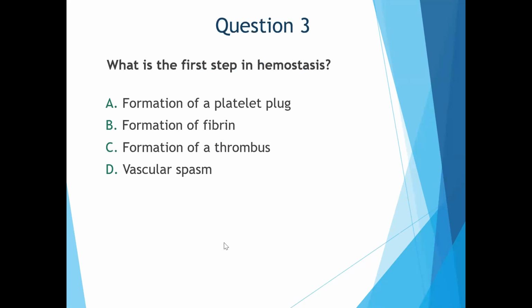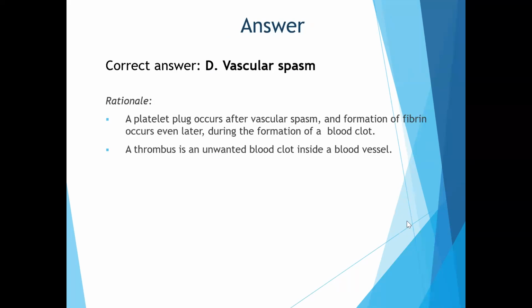Okay, third review question here. What is the first step in hemostasis? So this is the first step in stopping the bleed. A, formation of a platelet plug. B, formation of fibrin. C, formation of a thrombus. Or D, vascular spasm. And the answer is D, vascular spasm. So that's our very first step. We then get our platelet plug, and then we actually form our blood clot.